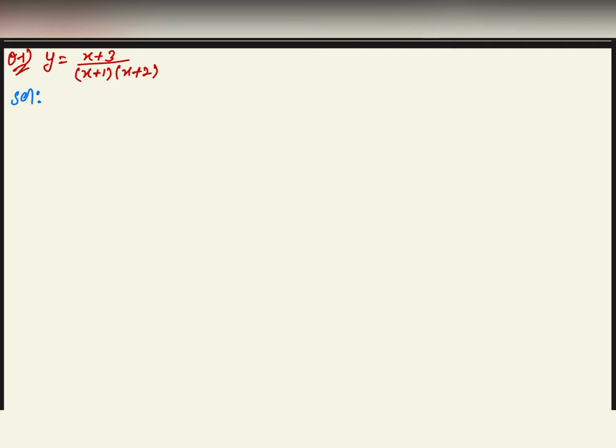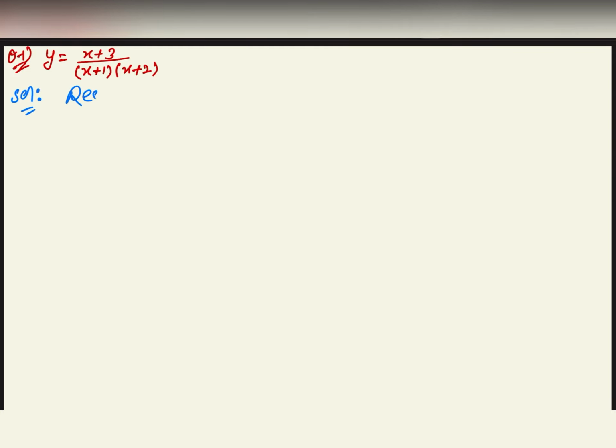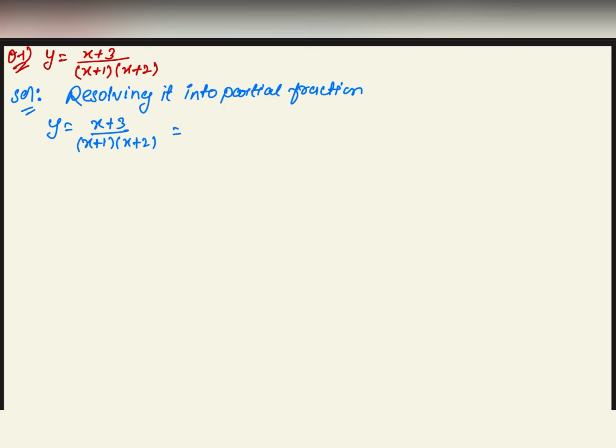Solution. Question: y is equals to x plus 3 divided by x plus 1 into x plus 2. Resolving it into partial fractions, that is y is equals to x plus 3 divided by x plus 1 x plus 2 is equals to a by x plus 1 plus b by x plus 2.